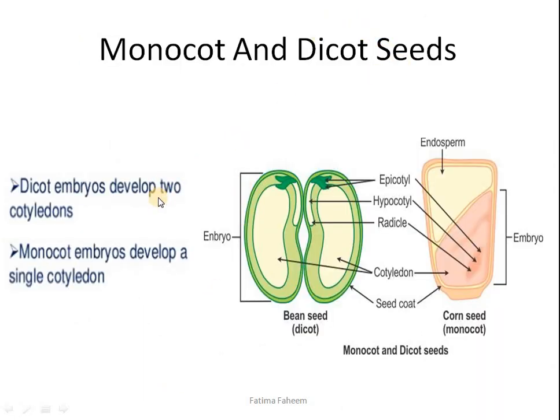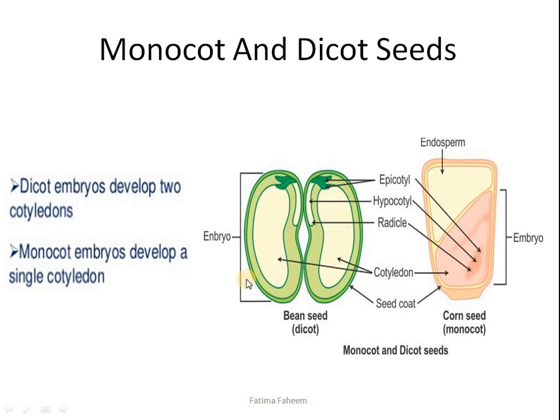Monocot and dicot seeds are drawn here, showing you that the dicot embryos develop two cotyledons, while monocot embryos develop only a single cotyledon. So you see in the diagram I have shown you two seeds. One is a dicot seed while the other one is a monocot seed, which shows that there are two cotyledons in this seed and only one cotyledon in the corn seed. This is the basic difference between the monocot and dicot seeds. Obviously, there are some other differences between monocotyledon and dicotyledon plants, which is beyond the scope of our syllabus.